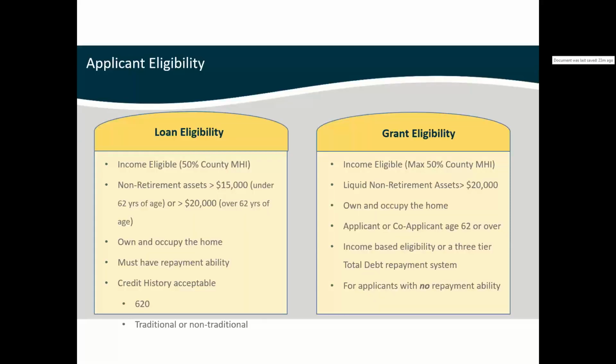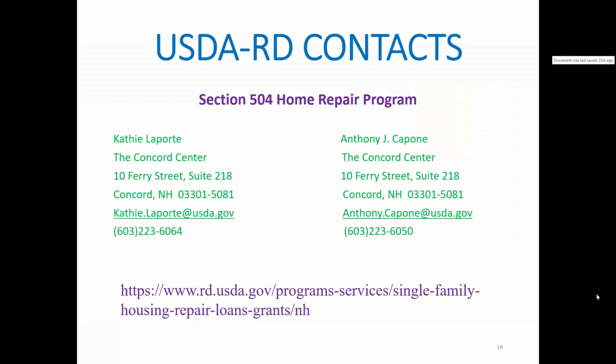This slide shows some of the eligibility requirements for the USDA 504 program. The program is really intended for low-income rural homeowners, and for the grants, they're only available to applicants age 62 or over. And on this slide, I just put up the contacts for the USDA 504 program in New Hampshire. I've also included their website address at the bottom of the slide. But these slides are all in the materials that are available to you to download.